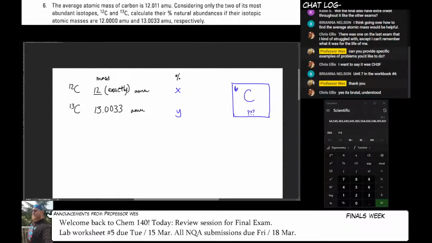So how exactly do we go about doing that? Remember that the formula for average mass... Wait, no we don't. This is not at all what we want to do. Hold on. We actually know this number because it says that in the problem. There you go. So that information is provided. So what we want to find out are X and Y here.